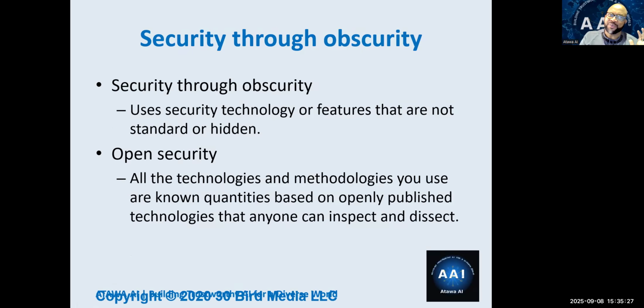This one, security through obscurity, is no longer very valid in the industry. It uses security technology or features that are not standard or hidden. People don't believe that you need to hide the technology you're using, right? And of course, open security is what most people use. The technologies and methodologies you use are a known quantity, based on openly published technologies that anyone can inspect or dissect.